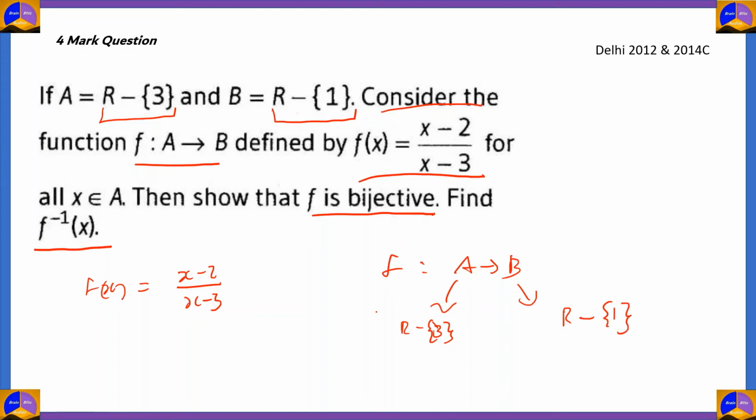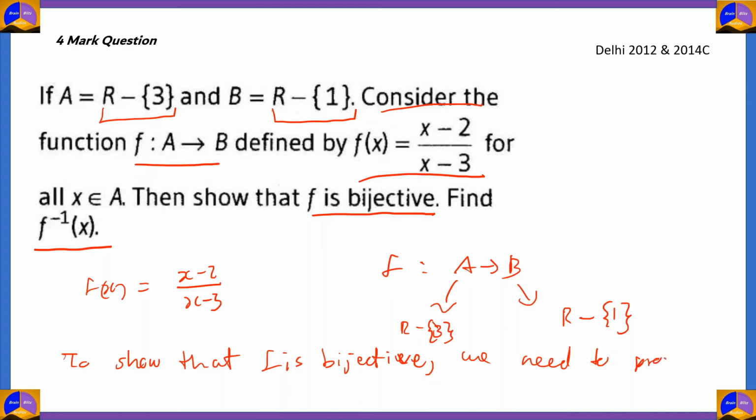So the first part of the question asks us to find out whether f is bijective. In order to show f is bijective, we need to prove that f is 1-1 and onto. So let's first prove that f is 1-1.